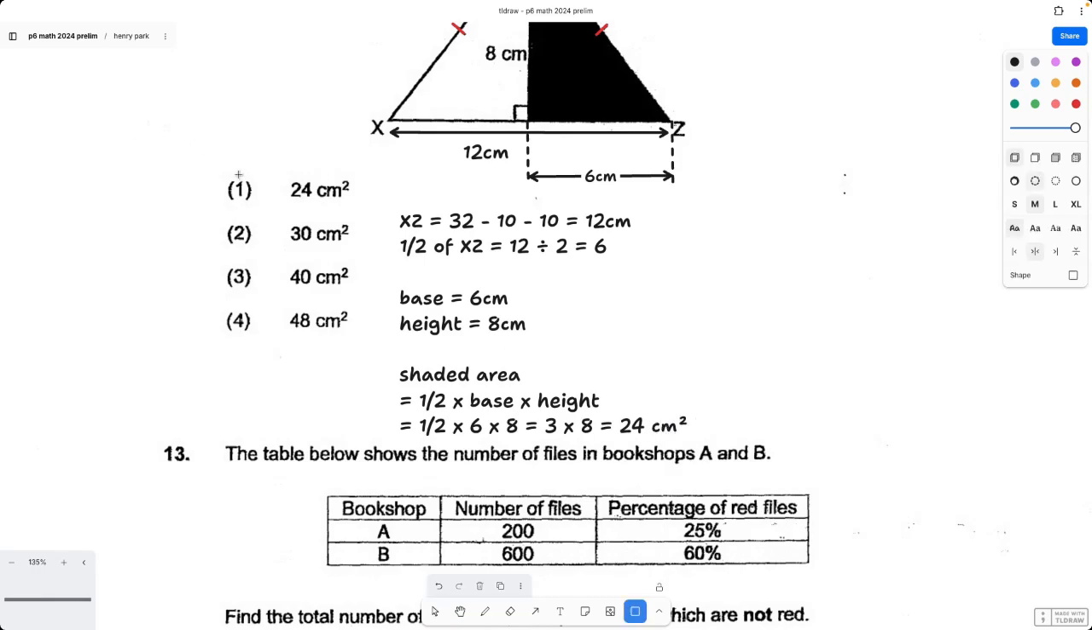All right, so the answer is option number 1. That's what you see over here. Okay, let's move on to the next question. Question 13.